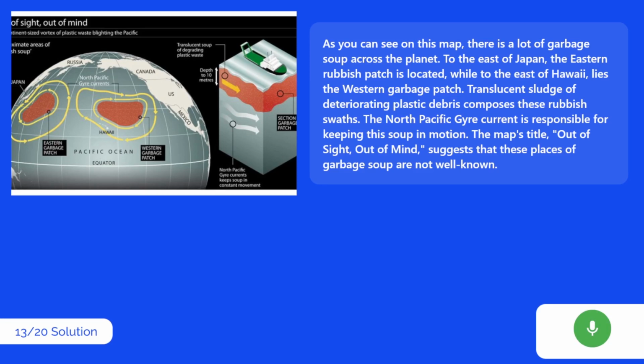As you can see on this map, there is a lot of garbage soup across the planet. To the east of Japan, the eastern rubbish patch is located, while to the east of Hawaii lies the western garbage patch. Translucent sludge of deteriorating plastic debris composes these rubbish swaths. The North Pacific Gyre Current is responsible for keeping this soup in motion. The map's title, Out of Sight, Out of Mind, suggests that these places of garbage soup are not well known.